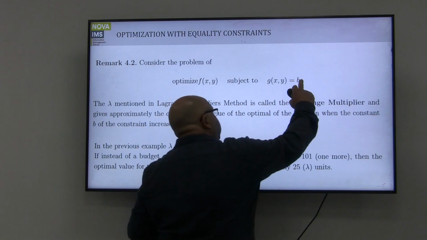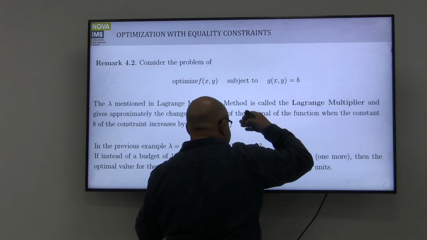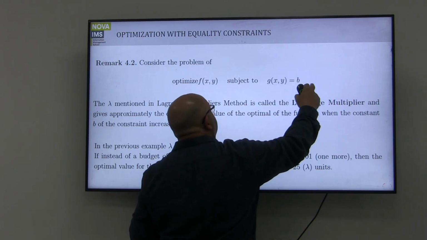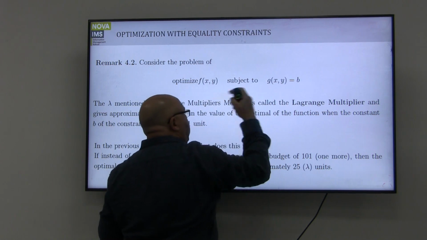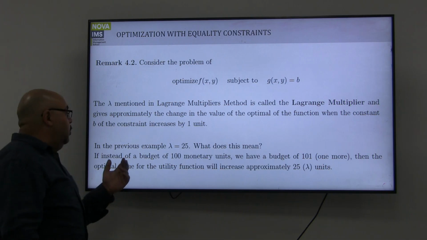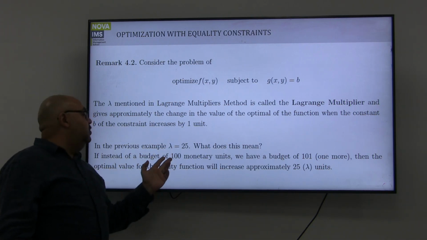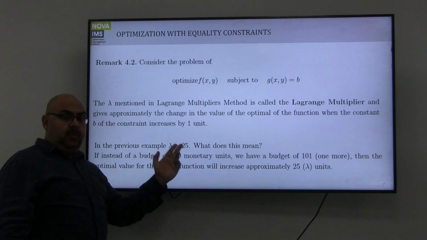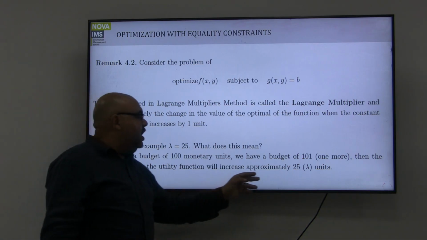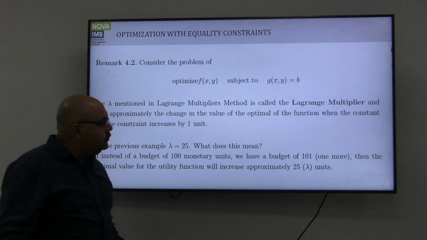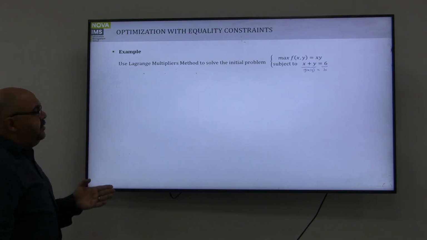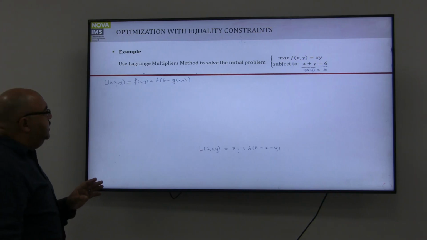Why? If it was like the previous problem, 100, and you increase the 100 by 1, then the value of the objective function will increase by the value of lambda. For the previous problem, lambda was 25 and the constraint was limited to 100. If it is 101, then your objective function will increase by 25 times lambda, which is really a significant meaning.